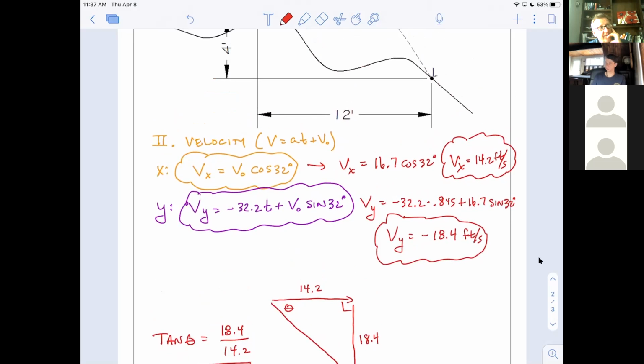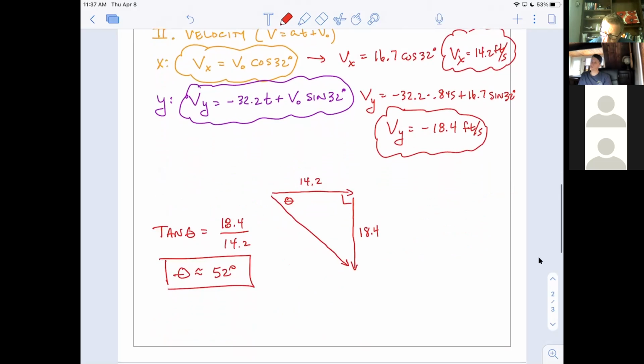So if I knew the angle that the land was at, if you will, then I would know, because what I'm really interested in is the actual sliver right there. But the point is I know that that angle right there is 52 degrees. Let's see, not that angle, this angle. I know that angle is 52 degrees. So that's kind of cool. And then, of course, I could use the Pythagorean theorem to find my actual velocity, which would be 14.2 squared plus 18.4 squared. So that final velocity is 23.2.